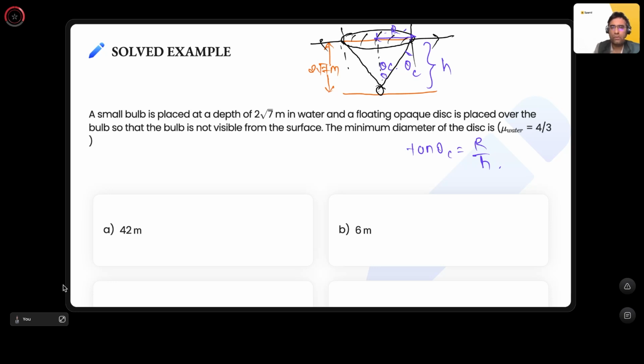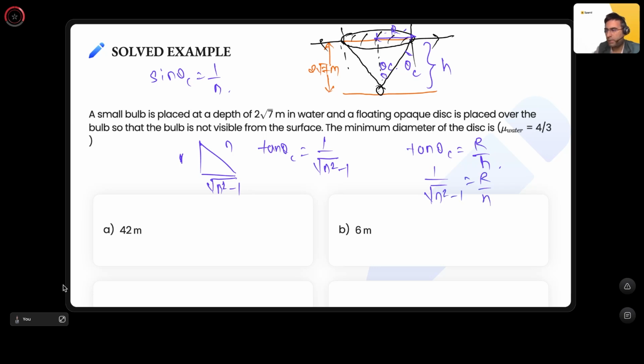All right, now we have to find the value of sine theta c over here. So sine theta c, as it is the critical angle, will be 1 by n. So we can write it as 1 and n, and it will be under root of n square minus 1. So tan theta c will be equal to 1 upon under root of n square minus 1. So from here we can put the value, under root of n square minus 1 is equal to r upon h. So the radius will be equal to h upon under root of n square minus 1. So you can learn it as a direct formula as well, or you can derive it like this.